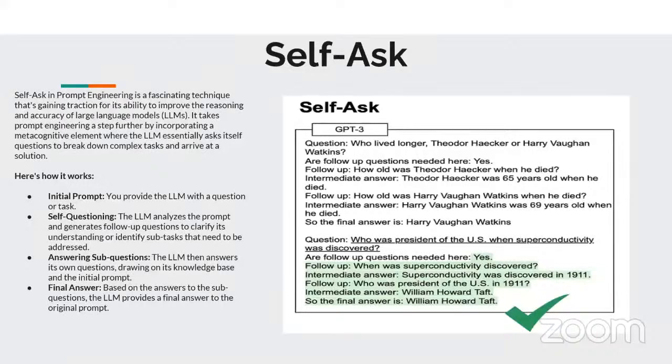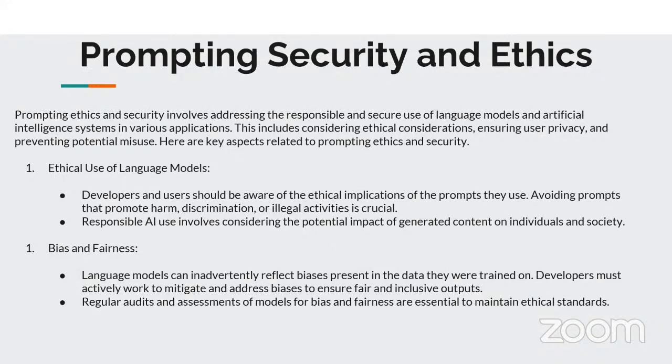Okay, clear? After that, we'll go towards prompting, security and ethics in language models. So, there are always prompting, security and ethics considerations. Ethical uses of language models: firstly, awareness. Understand the ethical impacts of your prompts. Avoid harm. Don't use prompts that cause harm, discrimination, or illegal activities. Responsible use: consider how generated content affects people and security. Then, second is bias and fairness.